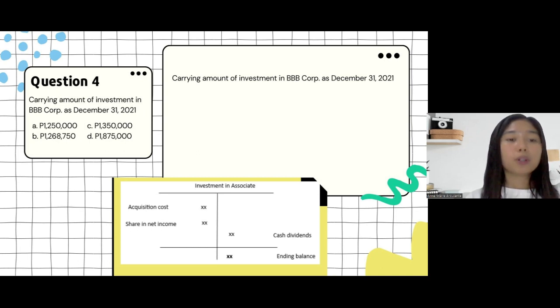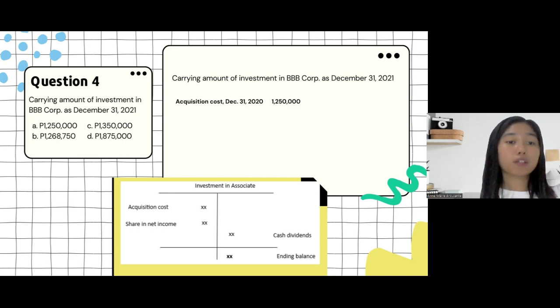The investment will be initially recognized at cost since the ownership interest is 25%, thus accounted for using the equity method. To get the ownership interest, we divide the number of shares acquired by the outstanding shares, which is 125,000 ordinary shares divided by 500,000 ordinary shares outstanding. The carrying amount will be determined using this T account. This T account will help you solve faster, especially during exams, so this will be useful.